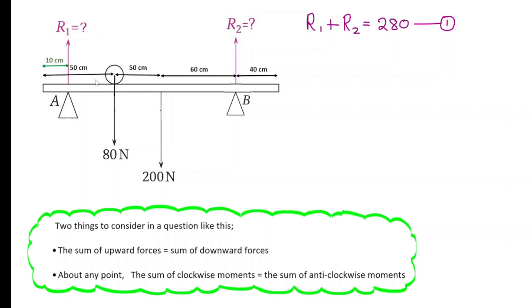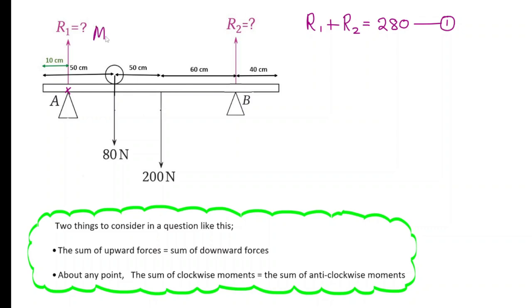I can take it about this end or the other end. You can really take it even about any random point, but if it is in equilibrium, about any point, the sum of clockwise moments is equal to the sum of anti-clockwise moments. However, you need to be smart here to decide about which point I should take moments. The best place to take it would be either across your A or B, one of those two. The reason is, if I take moments about point A, the force R1 goes through that.